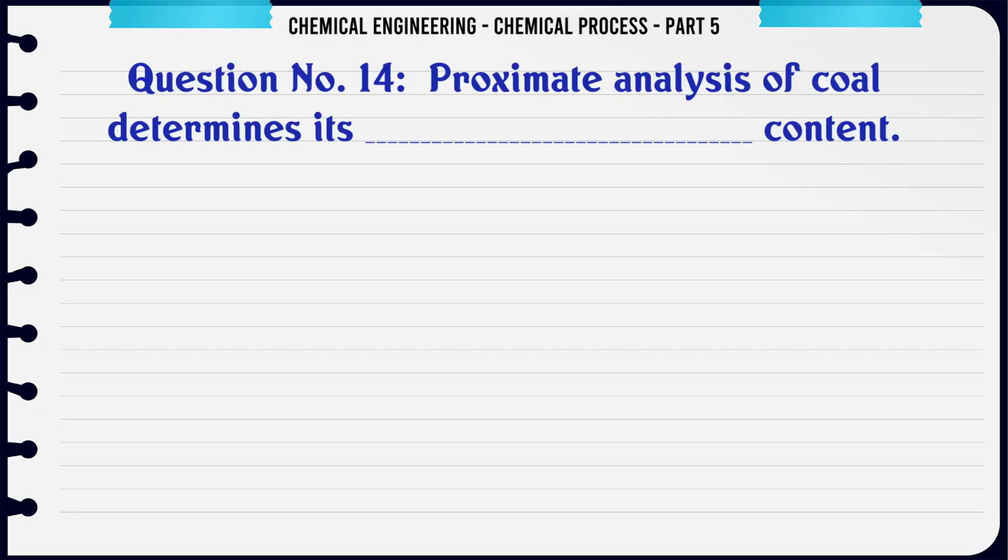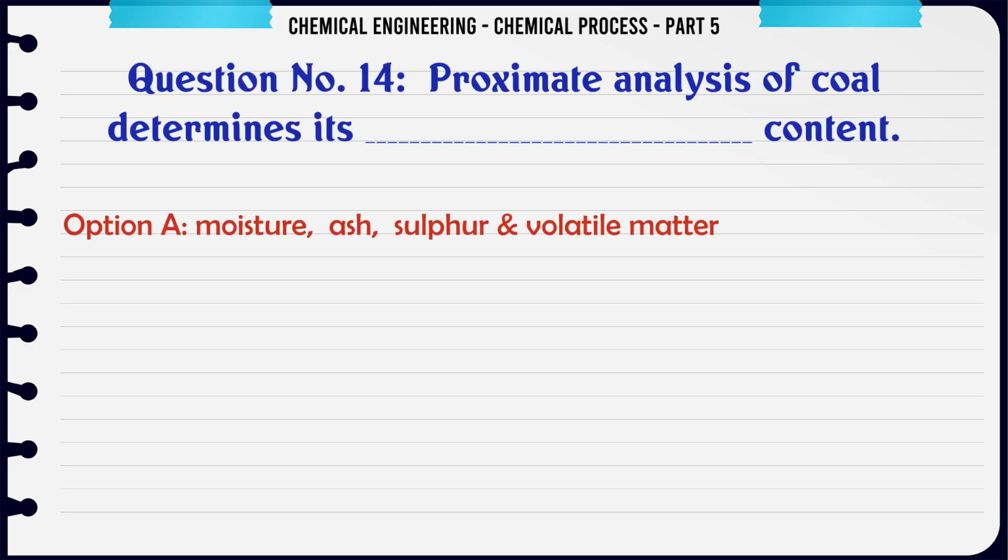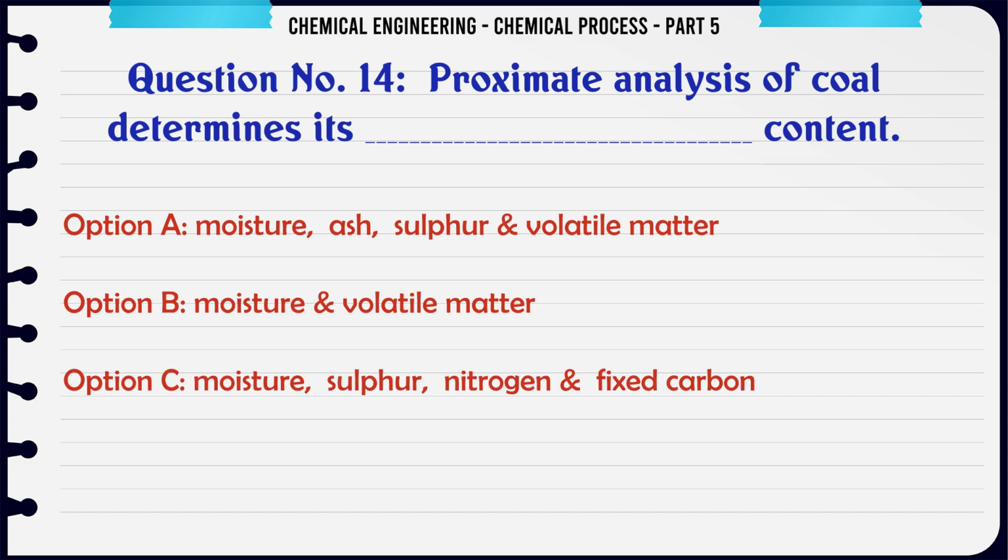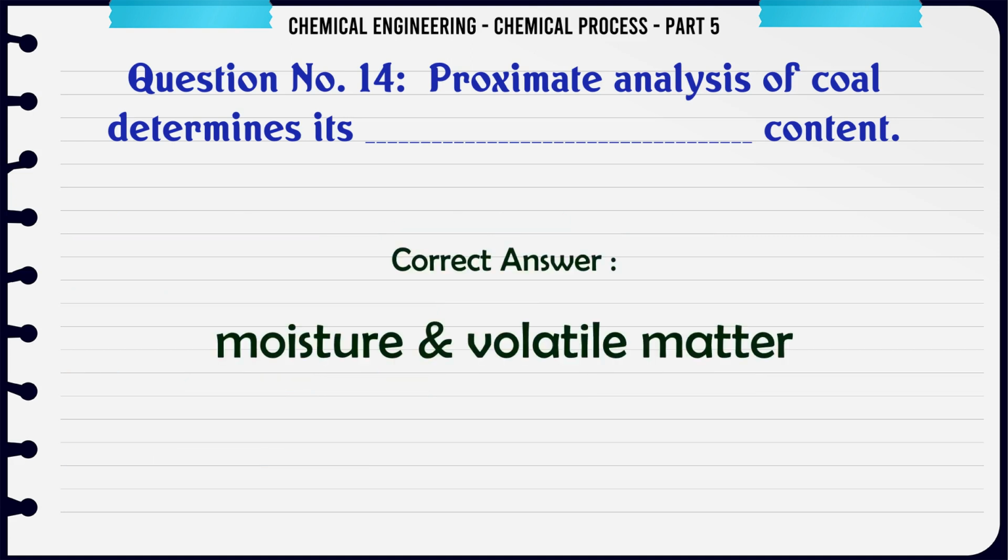Proximate analysis of coal determines its content. A. moisture ash sulfur volatile matter, B. moisture volatile matter, C. moisture sulfur nitrogen fixed carbon, D. none of these. The correct answer is moisture volatile matter.